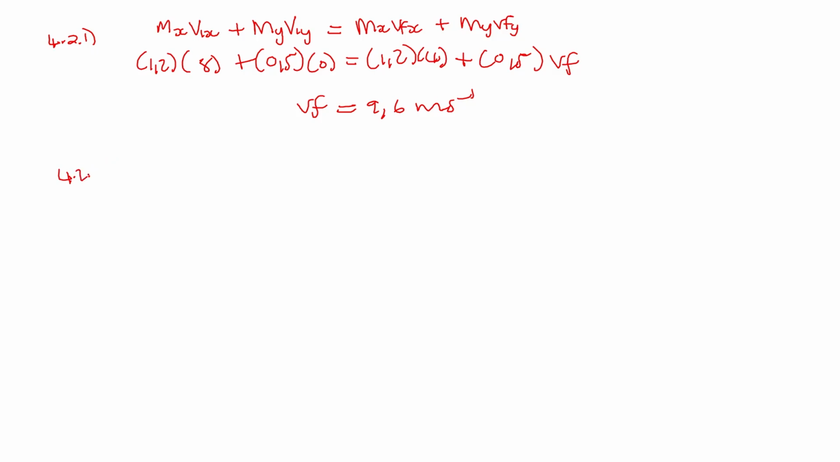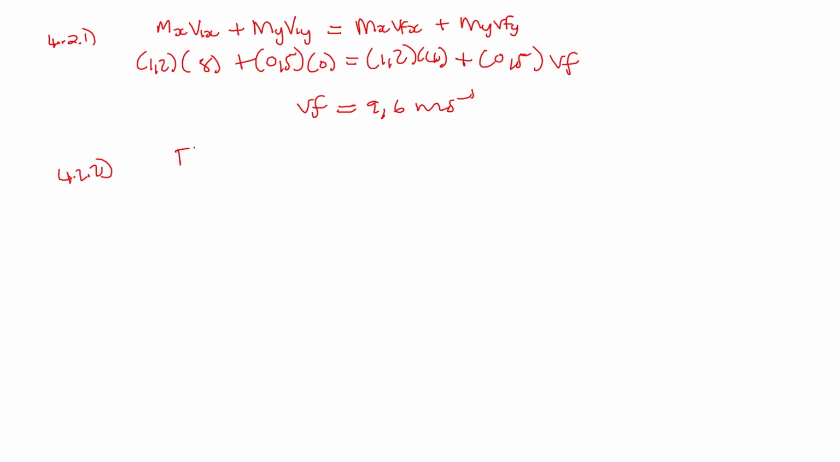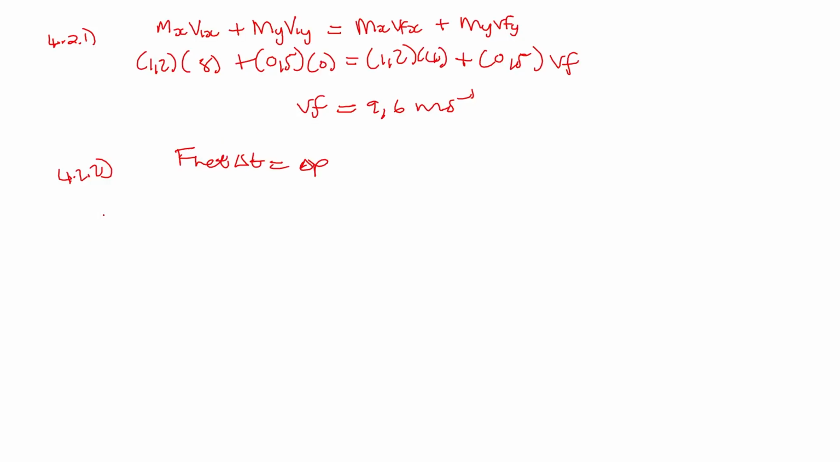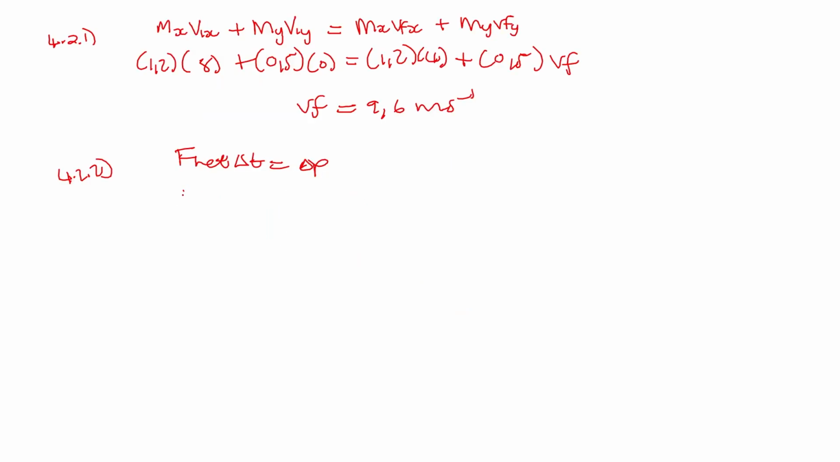Then 4.2.2: we want the average net force that trolley X exerts on trolley Y during the collision. All right, so we want the net force, which we're going to use this formula for. I'll just show you on the formula sheet, it's that one right there. So we want the average net force during the collision, so that's going to be the time of 0.1. So our net force is going to be times 0.1.